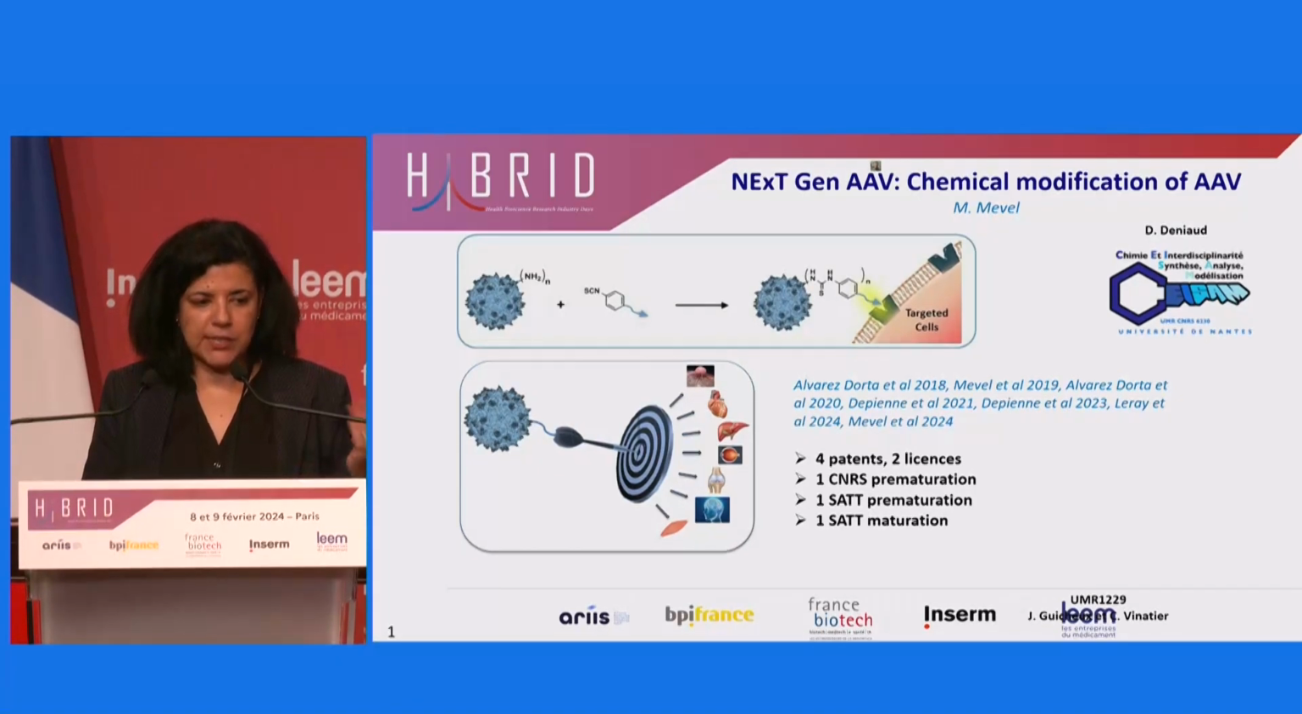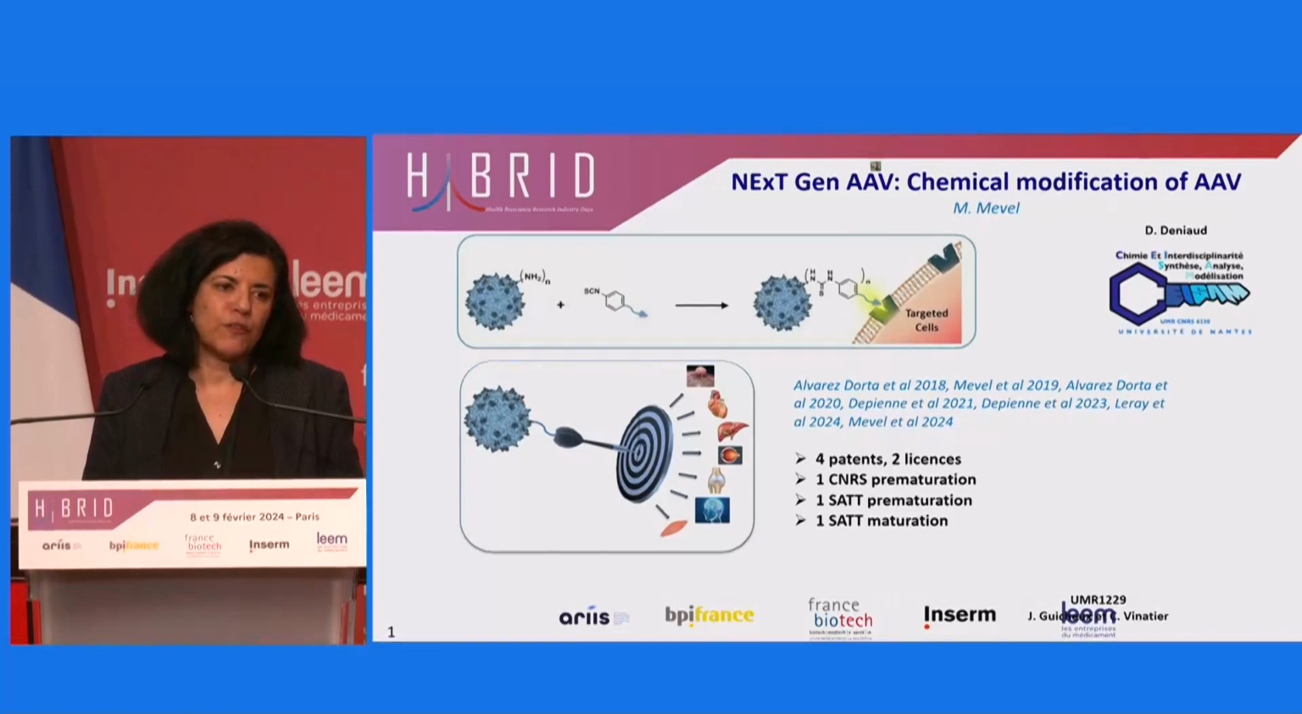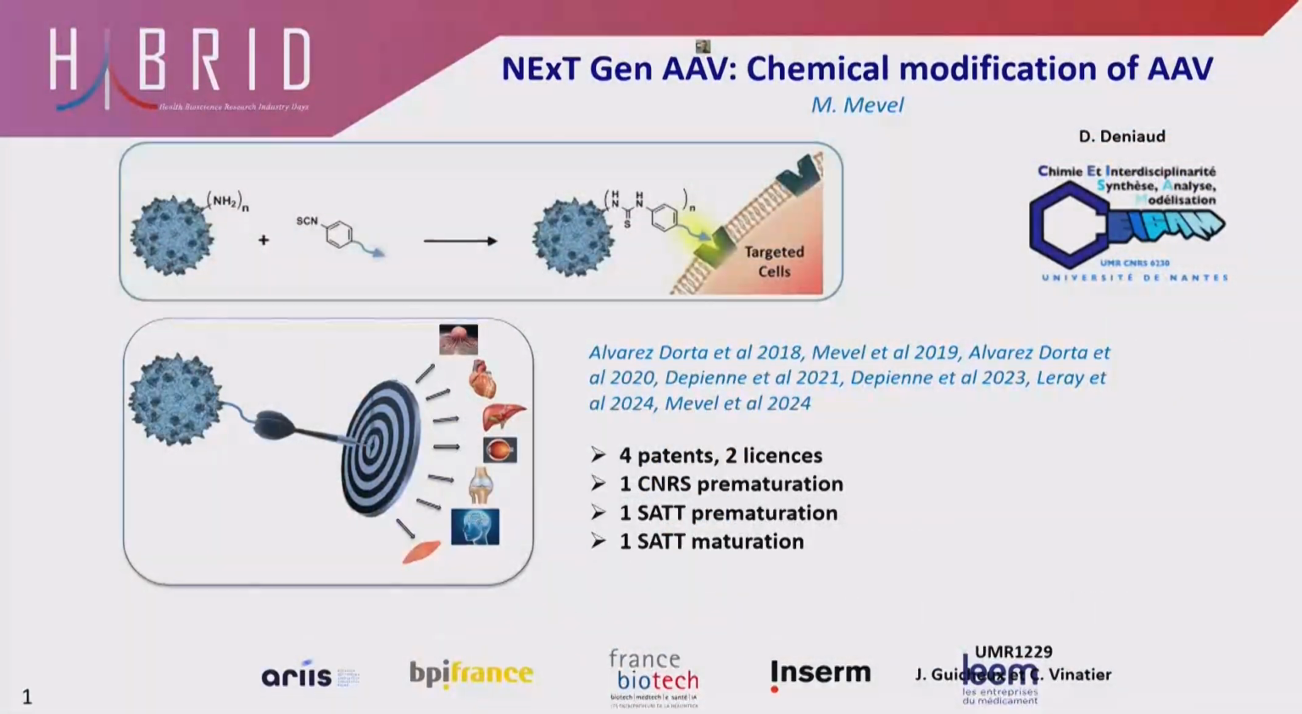We have a chemist, Mathieu Mével, in the lab, working with an academic chemistry lab in Nantes. And we have already provided some proof of concept to better target than native AAV the ocular, the retina, the liver, the muscle. Now we are working on the joints to treat maybe one day arthritis, and also the CNS, central nervous system.